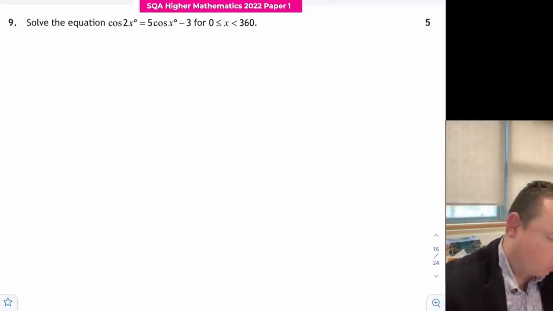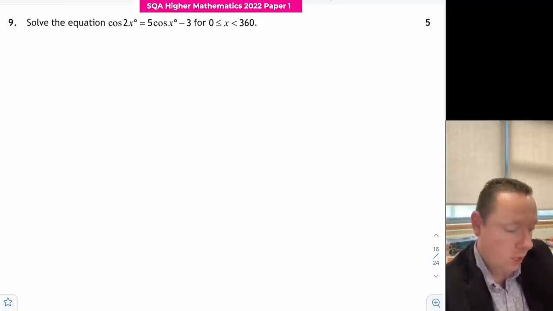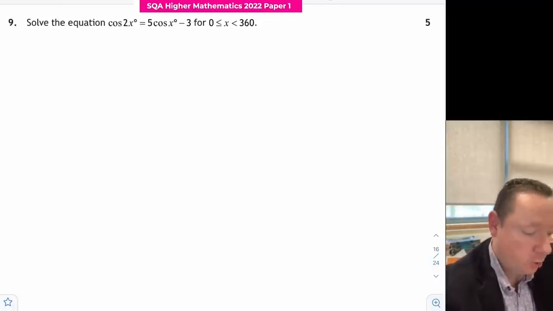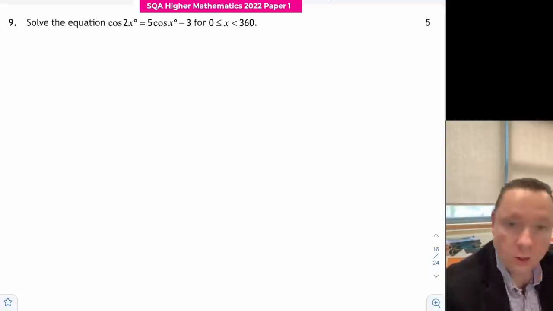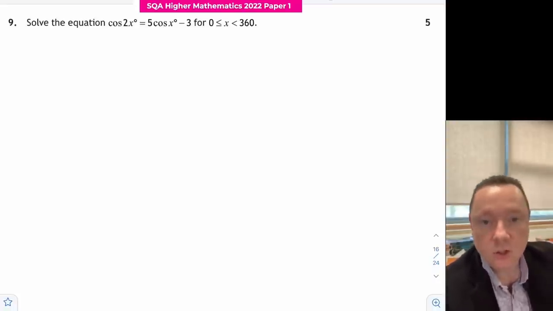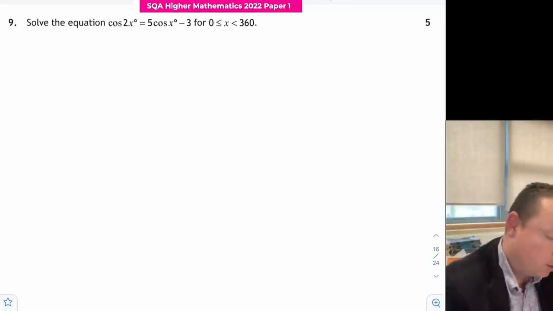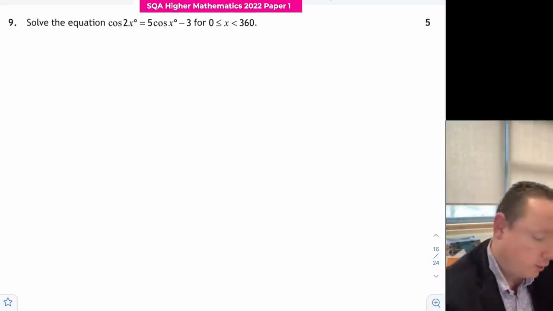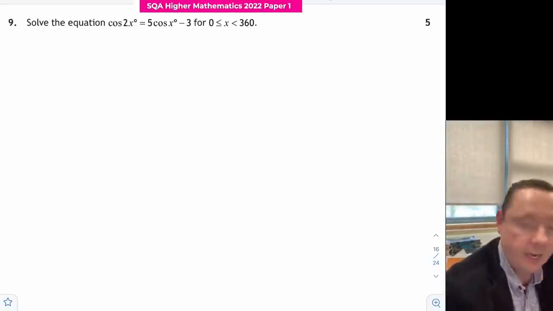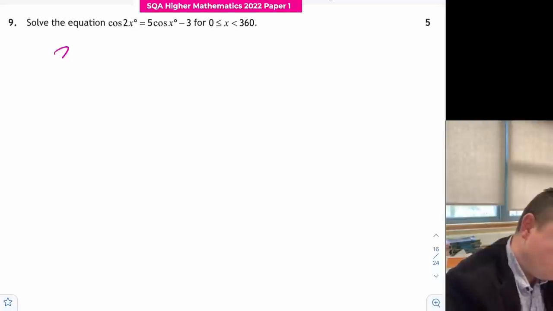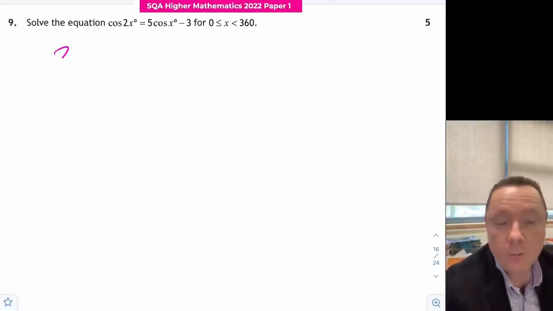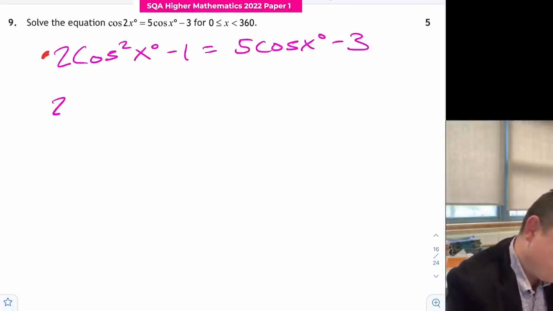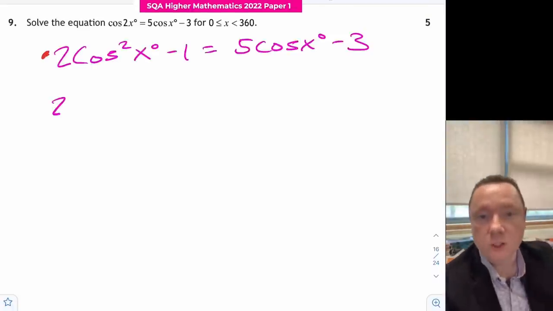Question 9 for Higher Maths says, solve the equation cos 2x equals 5 cos x minus 3 for x between 0 and 360, but not including 360. So this is a standard trig equation question where we have to use a double angle formula. So if we check the start of our exam paper, cos 2x is 2 cos squared x minus 1. That's the one I'm going to use because the other side's got cos x on it as well. So changing that to 2 cos squared x minus 1 equals 5 cos x minus 3. And there we are, we get our first mark just for doing that. Nice and easy that one for just using the correct one.